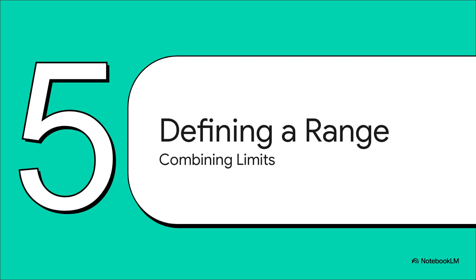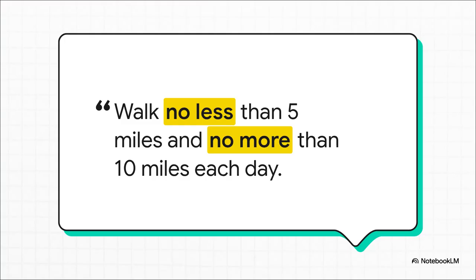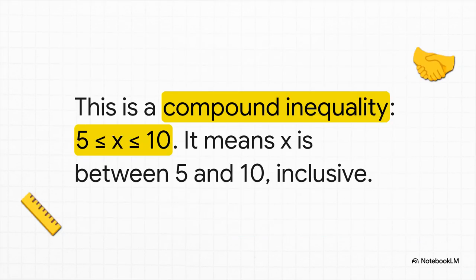Okay, so we've done a ceiling, we've done a floor. Now for the really cool part. What happens when you put them together? You get this perfectly defined window of what's allowed. So here, both rules are in play at the same time. We have a clear minimum and a clear maximum for the day's journey. This little piece of math is called a compound inequality. I love this because it perfectly boxes in our x. It's basically saying, hey x, you have to be bigger than or equal to 5, and at the very same time, you have to be smaller than or equal to 10.